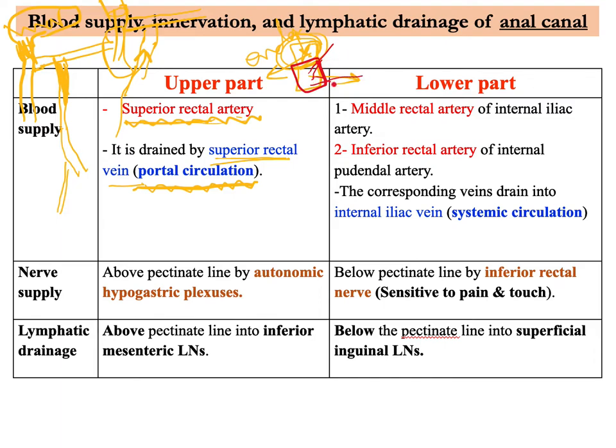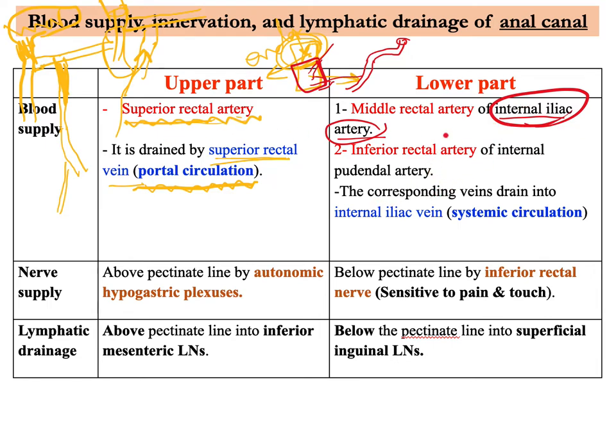And the middle and inferior rectal arteries are branches of the internal iliac artery, right? Although the inferior rectal artery comes first from the internal pudendal artery, the internal pudendal artery is a branch of the internal iliac. That means ultimately they are branches of the internal iliac artery, right? This is number two. That means the blood supply is different.